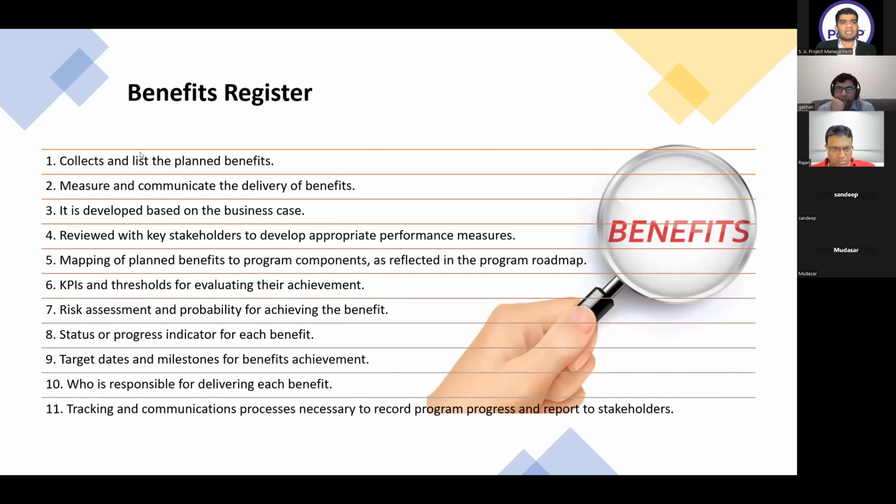A very important concept here: whenever you have to record the progress of the program, and you are asked which document you will use to communicate the progress and status of your program, that is the benefit register. Why? Because my objective of starting the program is to get the benefits. What benefits? It is in the benefit register. When I am updating the benefit register, I can easily track which benefits are delivered, which are in progress, and which cannot be delivered. That is the best indication of explaining the status of your program to the stakeholder.